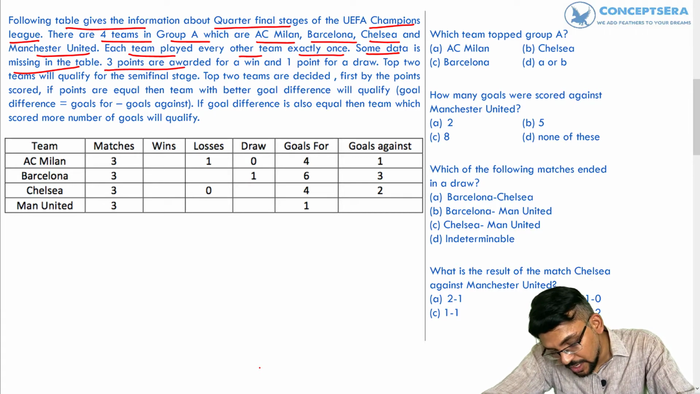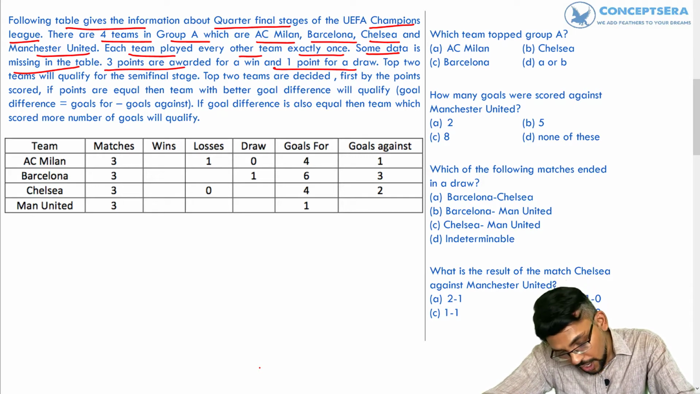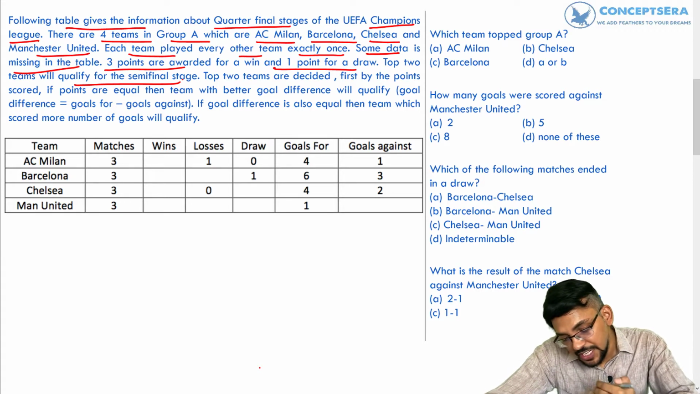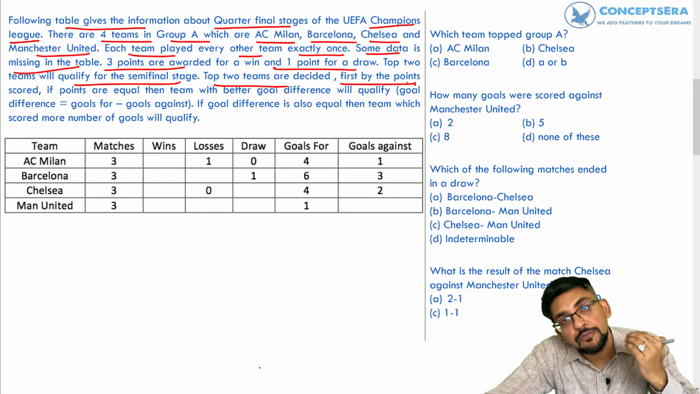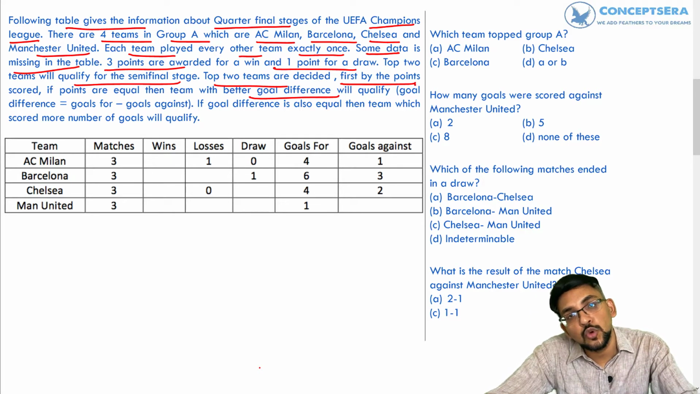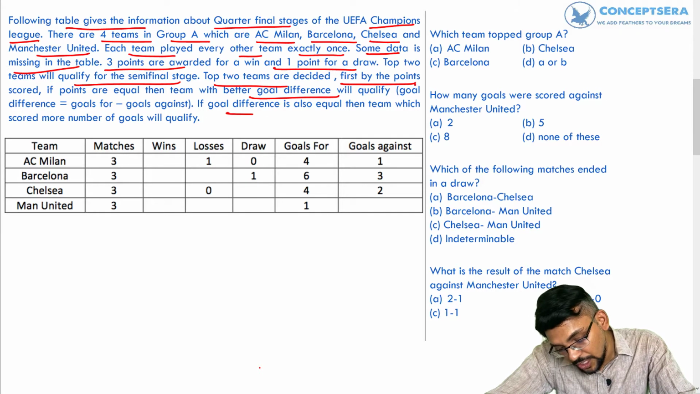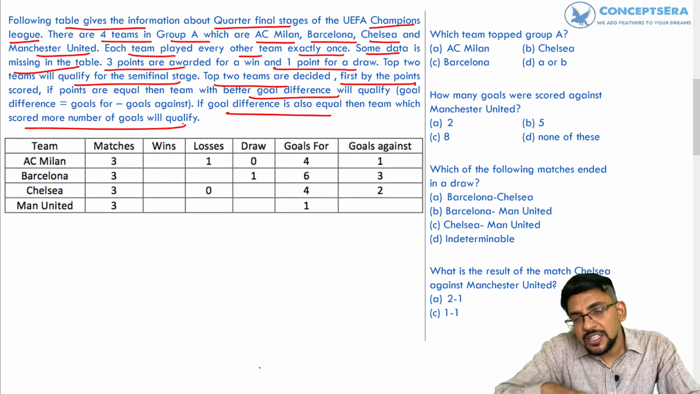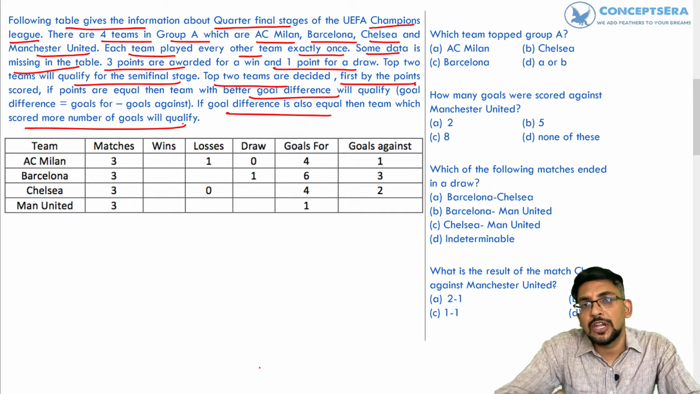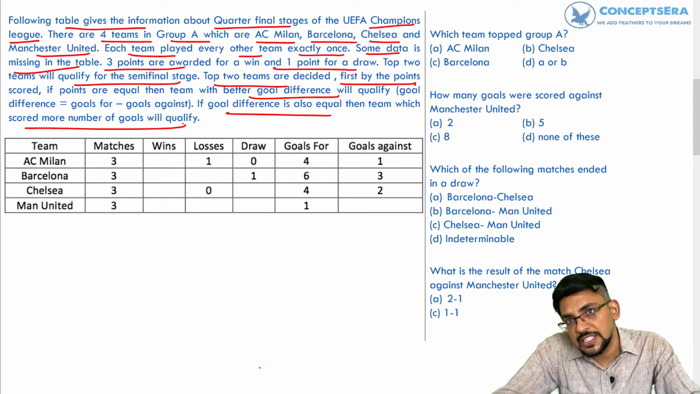Further, they are saying 3 points are for a win, 1 point is for a draw, and the top 2 teams will go to the semi-final. And how teams will be decided is also given to us. First, we decide the 2 teams by points. If points are equal, then we go for goal difference, which is equal to goals for minus goals against. And finally, if goal difference is also equal, then we have to go for the maximum number of goals for. So ultimately we have to fill this particular table to answer the questions based upon this case study.